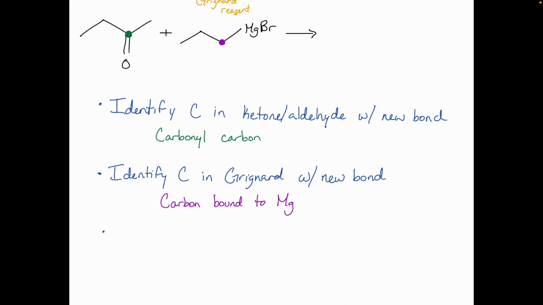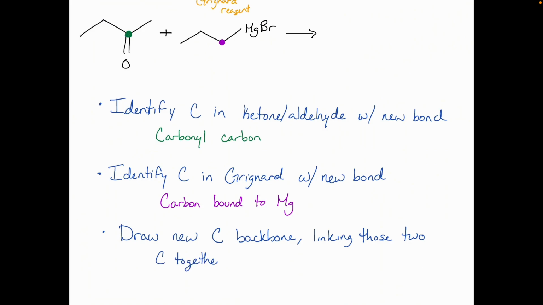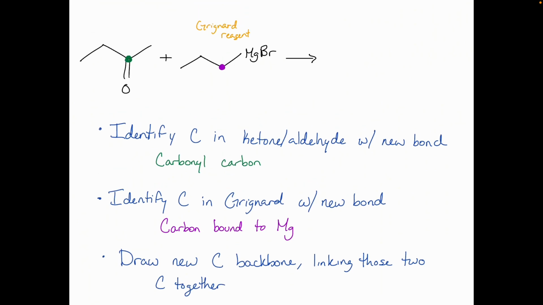Then we're going to draw our new carbon backbone, linking those two carbons together. So pay special attention to how many carbons you have in your ketone and how many carbons you have in your Grignard. You're going to join these two molecules together, creating a new bond between these two here. So everybody take a second and draw your new carbons here.